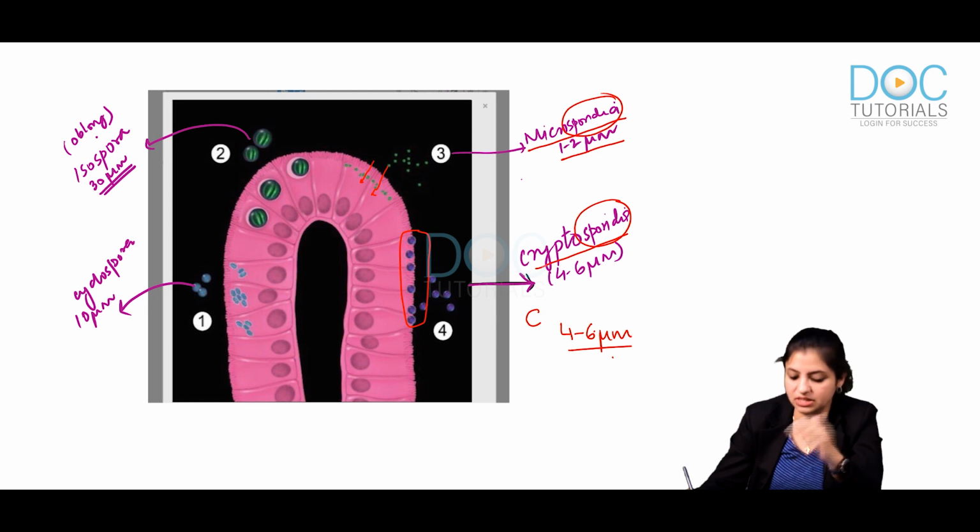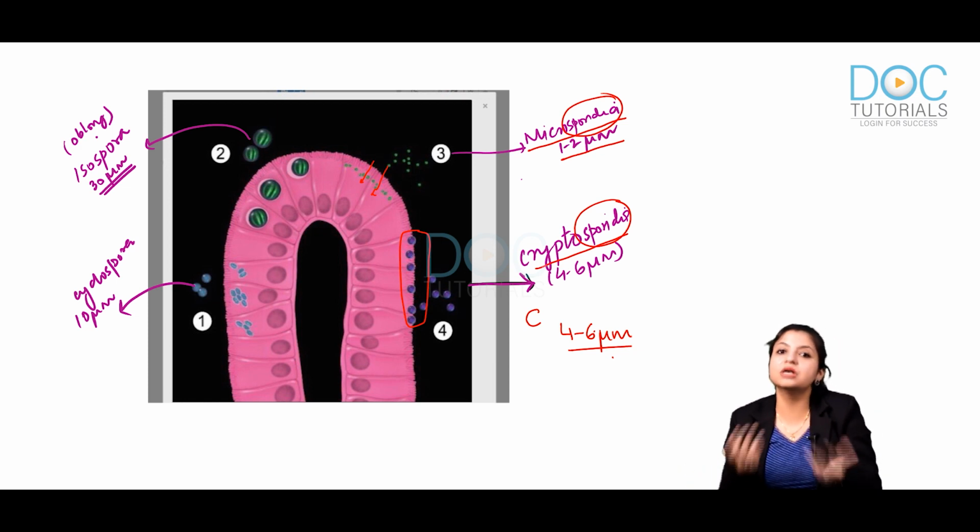That's what they show here. Whenever they stick to the brush border, they are small blue-colored spores. How much is the size? 3 to 6. Now we come to the little bigger spores.